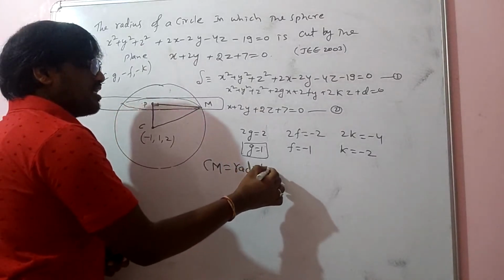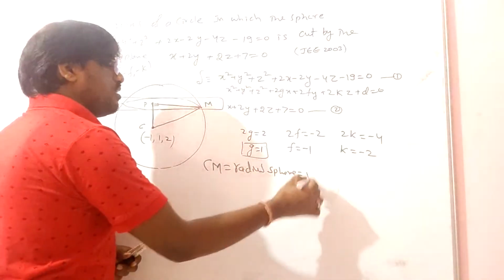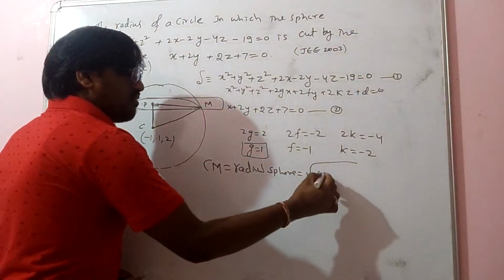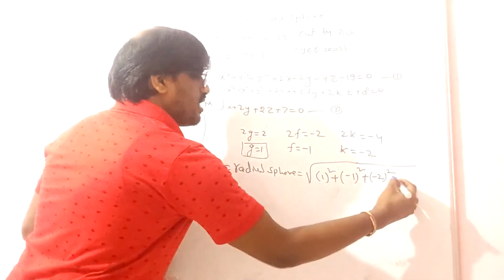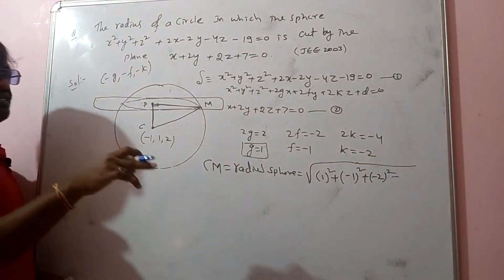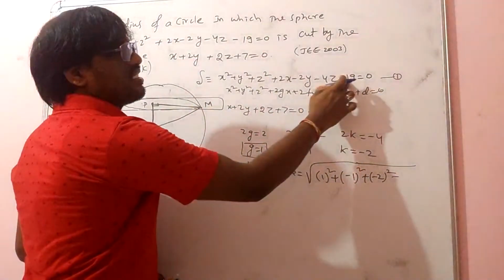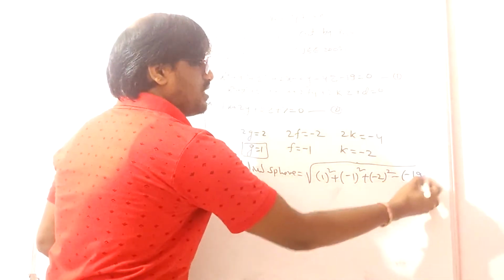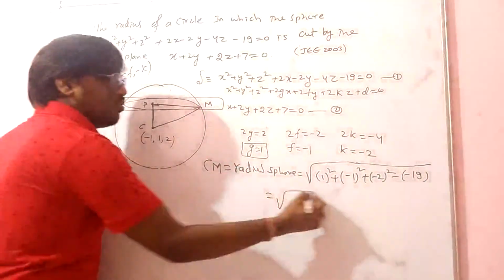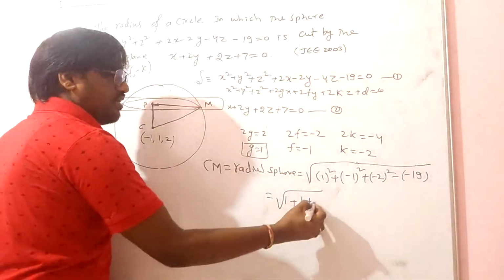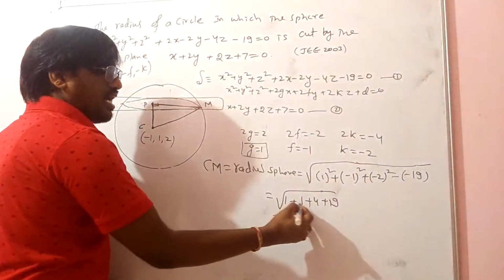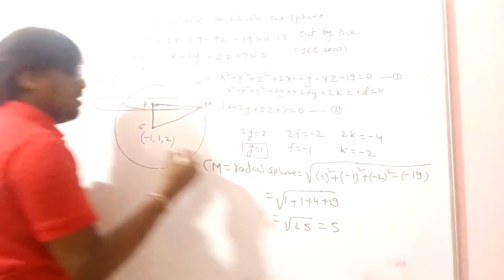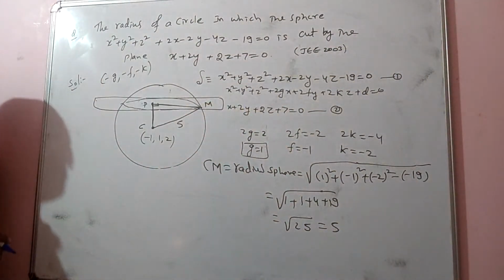Can you tell me what is the radius of the sphere here? The radius of the sphere is equal to square root of g square, 1 square, plus f square plus k square minus d, right? What is d here? So minus into minus, that is plus. So the radius will be under root of 1 square, 1, plus minus 1 square, 1, plus minus 2 square, 4, plus 19. That means how much am I getting here? 20 and 25. So the radius is 5. I got the radius of the sphere as 5.